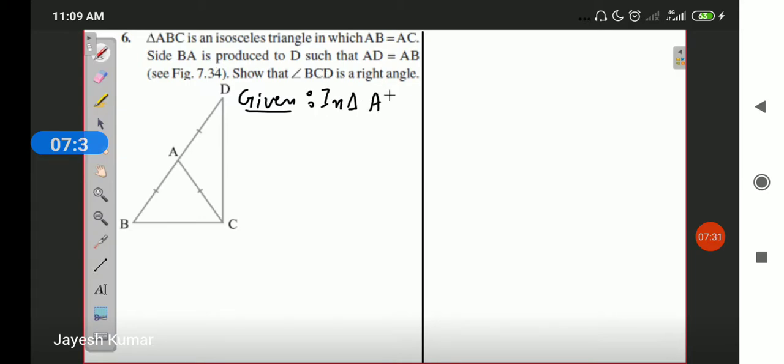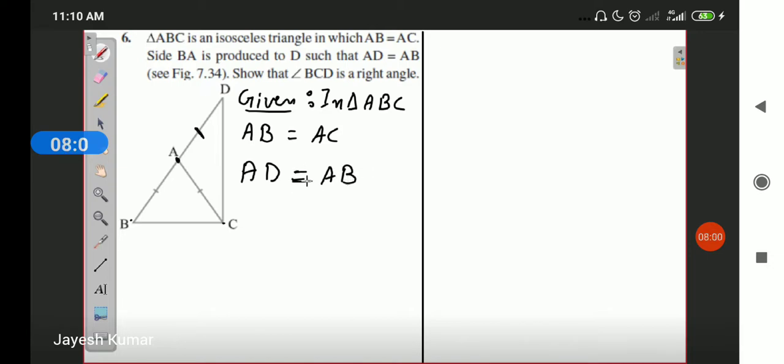In triangle ABC, A, B, C. In triangle ADC. This is A, B, C. In this triangle ABC, you are given that lengths AB and AC are equal. And secondly, you are also given that length AD and AB are also equal.